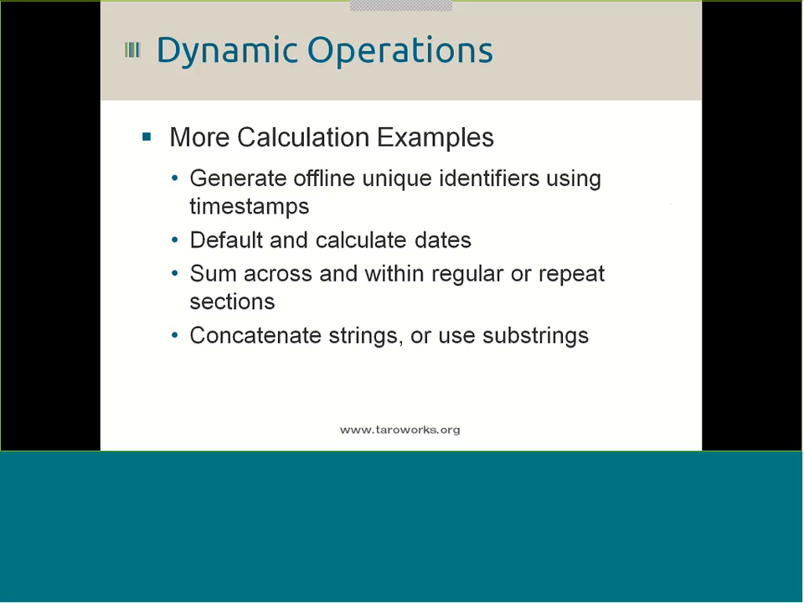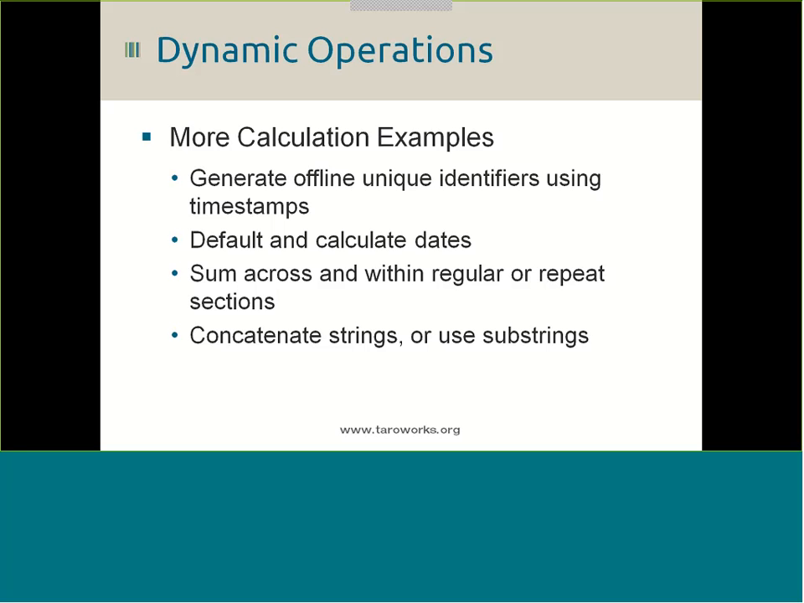So some of the additional calculation examples include generating offline unique identifiers. We saw an example of generating a single ID in a sales order, but you can also do this for repeating sections by using a reference to the instance of the repeat. So in our sales order example, we could have also created unique identifiers for the sales order line items.